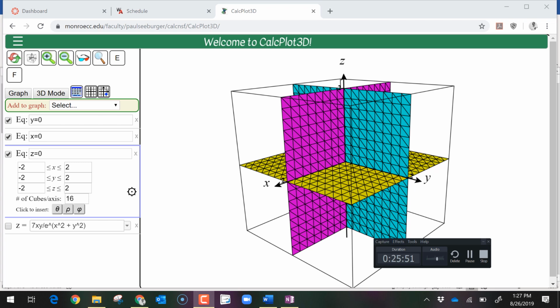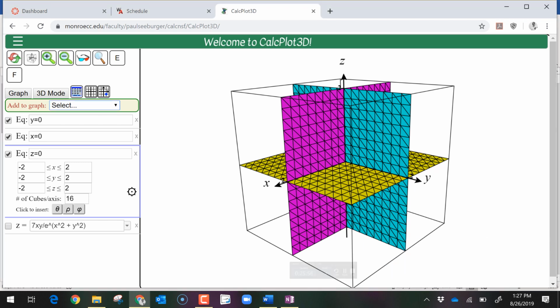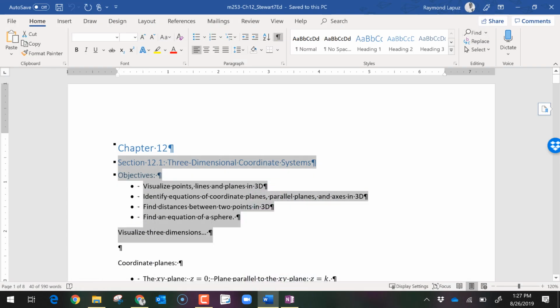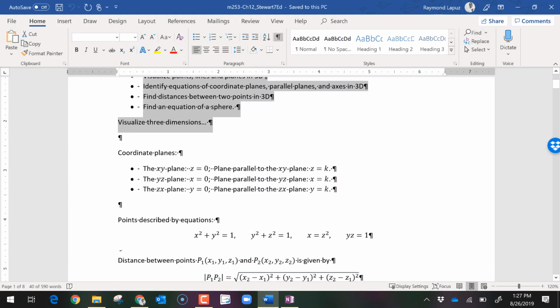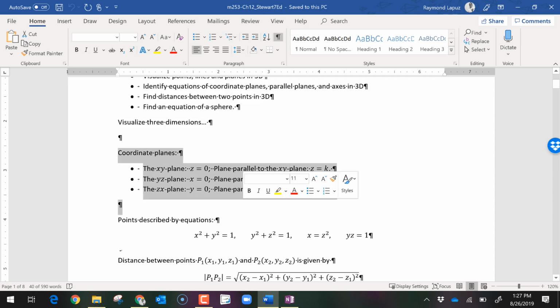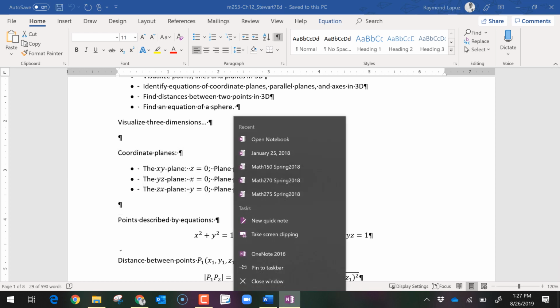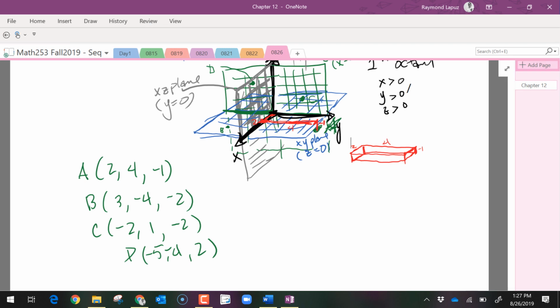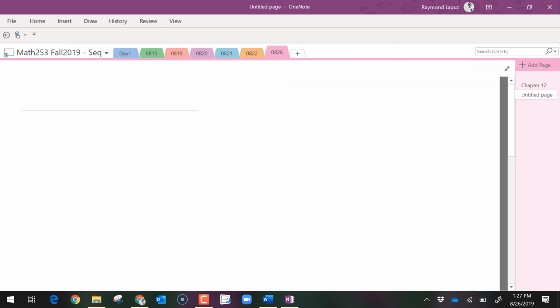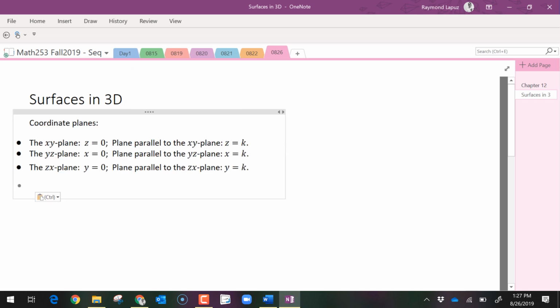Okay, for now, our first thing, before we really study more surfaces, is we're going to study vectors. So we talked about coordinate planes, and you can also find planes that are parallel to the coordinate planes. We talked about points and octants and stuff like that, and coordinate planes.